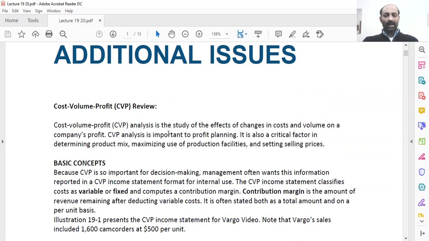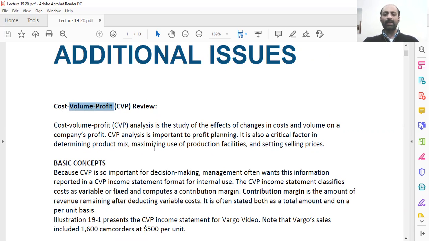Cost volume profit analysis is the study of effects of changes in costs and volumes on a company's profit. So what we do in cost volume profit analysis, we study the respective costs when it comes to the level of volume and the profit that we generate by incurring the costs at those volumes. That is why it is called cost volume profit analysis.